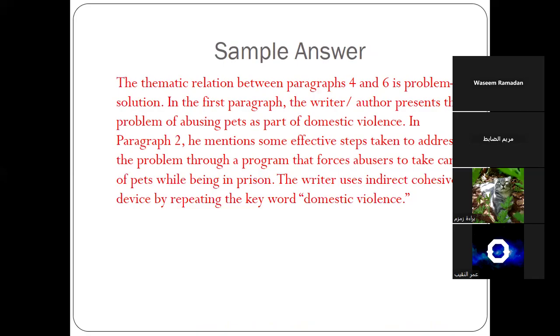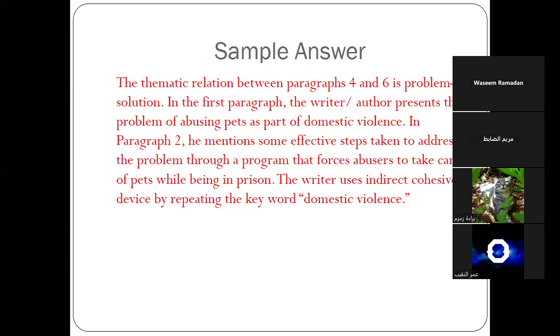Anna? Yes, Mariam. Okay. A thematic relation between paragraphs 4 and 6 is a problem solution. In the first paragraph, the writer-author presents the problem of abusing pets as part of domestic violence. In paragraph 2, he mentions some effective steps taken to address the problem through a program that forces abusers to take care of pets while being in prison. The writer uses indirect cohesive device by repeating the keyword domestic violence. You see? So, guys, the thematic relation here is simply problem solution.